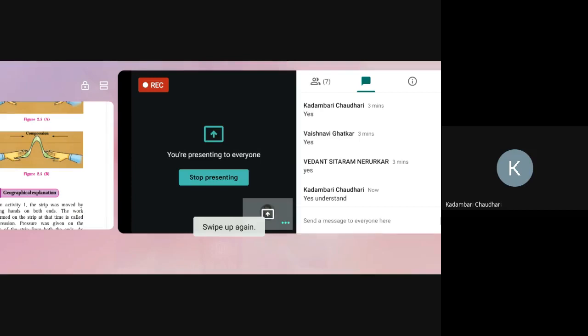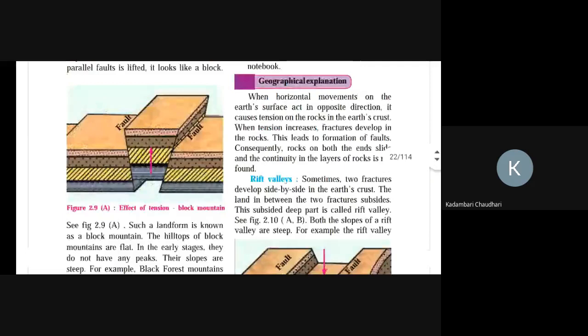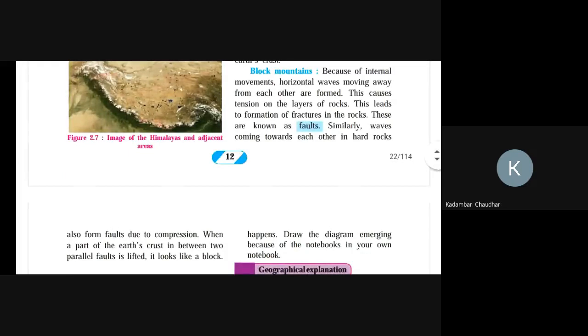So a fault can be formed because of two reasons. First, if there is tension on the earth's surface. Second, if there is very hard rock and there is compression between the rocks. So faults will form. Now see here the fault like this, figure 2.9. Similarly, waves are coming towards each other.